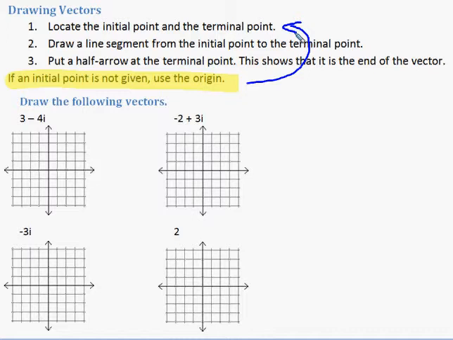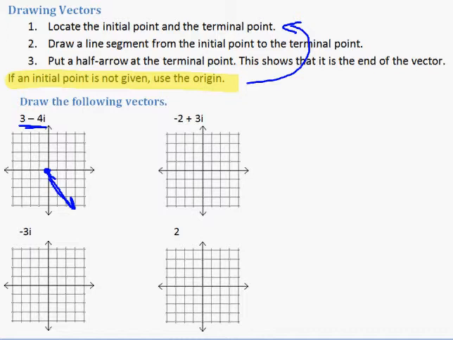It's pretty simple. This first one is not given an initial point, so we're going to start at the origin, our 0 point, and we're going to go to the right 3 because the real part's 3, the imaginary part is -4. We're going to put our 2 points there, and we're going to draw in that vector, and we put a half arrow. That was a rough drawing, but that is our vector for 3 minus 4i.